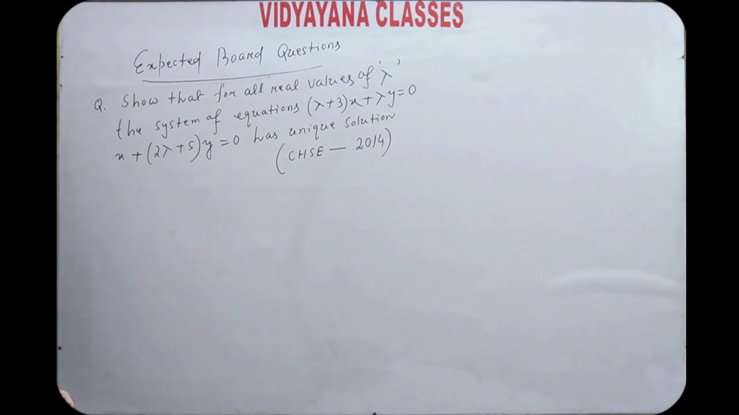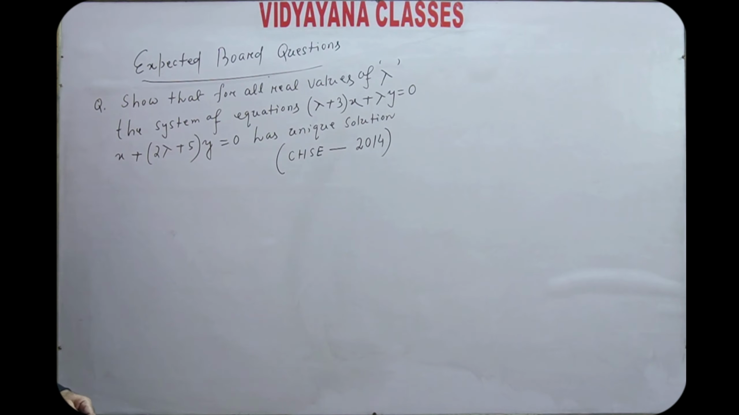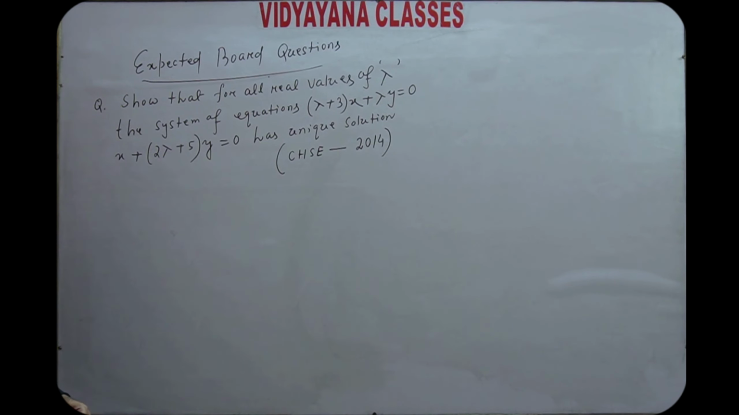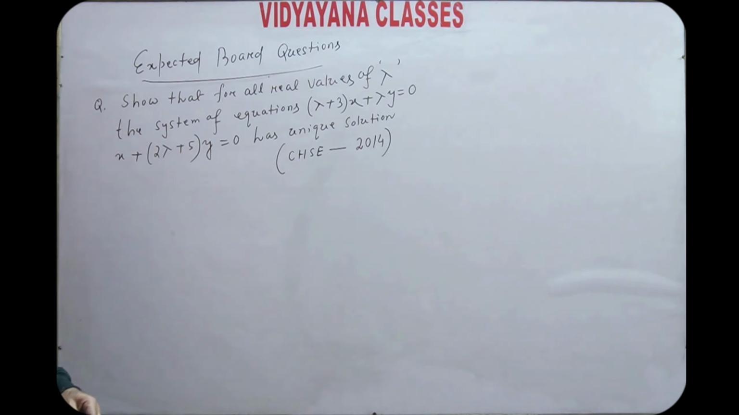Prove that for all real values of lambda, the system of equations lambda plus 3 whole into x plus lambda y is equal to 0, x plus 2 lambda plus 5 whole into y is equal to 0 has a unique solution. Prove.